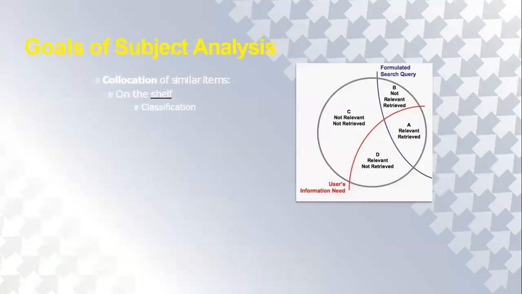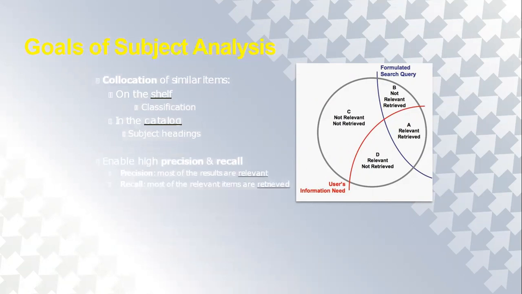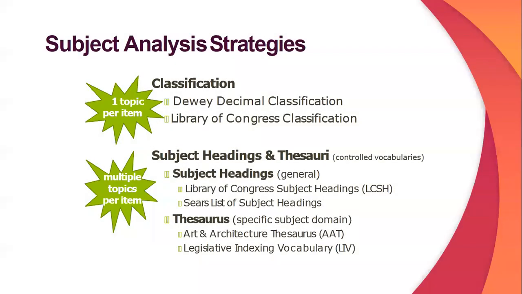Goals of subject analysis. Collocation, the shelf, the classification, and the catalog based on the subject headings. So enable high precision and recall. Precision, most of the results are relevant, and recall, most of the relevant items are retrieved. And find all items in a library on a given topic.